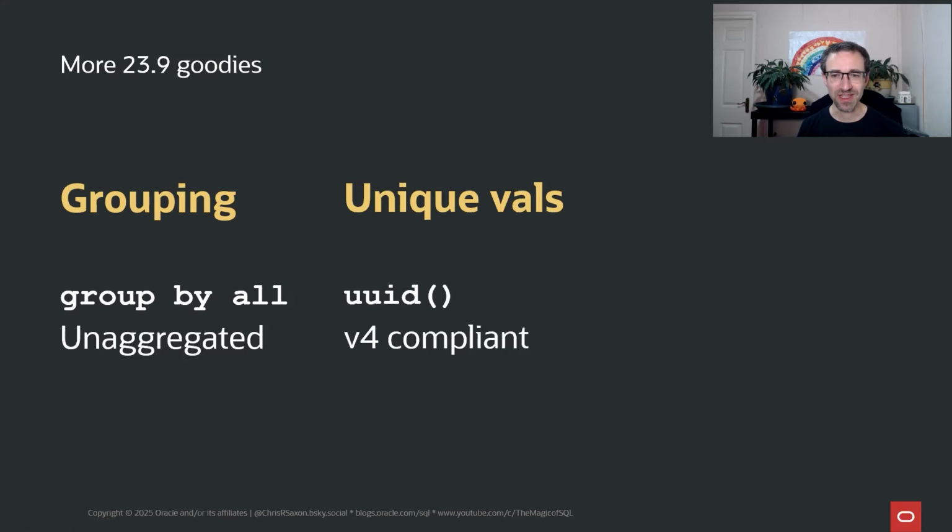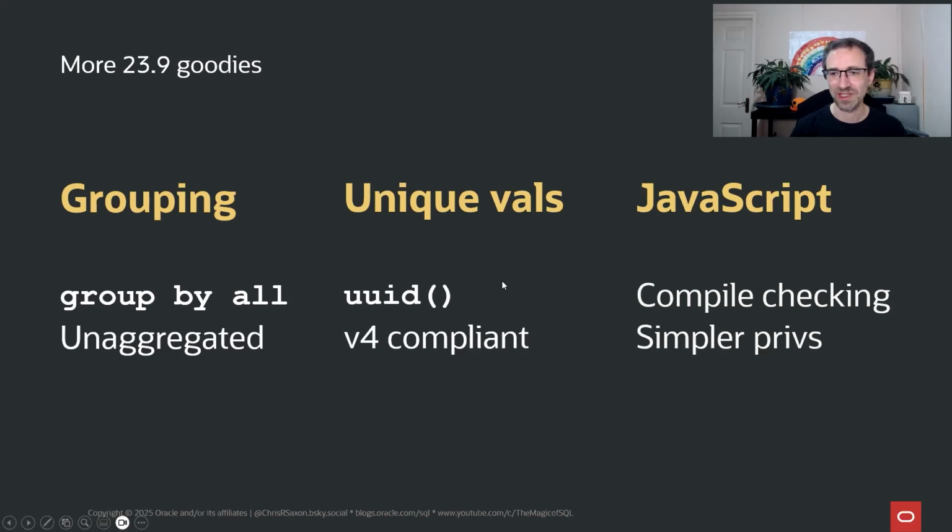If you want to generate unique values, we've got the UUID function, and it's version 4 compliant. There is a parameter for that, so maybe one day in the future we'll have support for other UUID formats as well. And then we just saw some little tweaks for JavaScript in the database. We've got better compile time checking and error messages so you can see what's happening. And we've simplified the privileges slightly just to make it a little bit easier to get up and running. So I'm not seeing any other questions or comments.